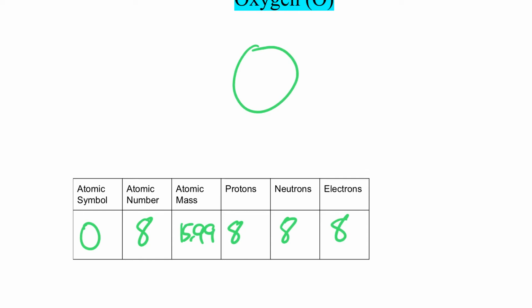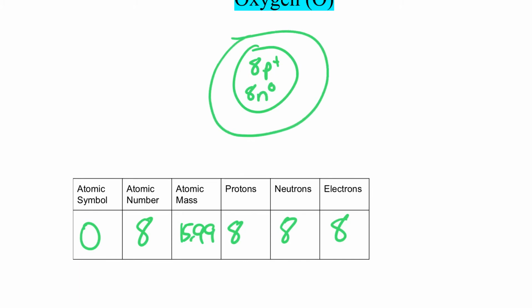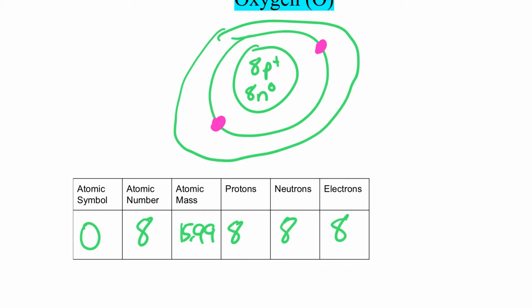So I'm going to start by drawing my nucleus. Then I'm going to write 8p plus, 8n naught. Then I'm going to draw my first energy level, and then I'm going to change the color. So then I put 2 electrons in my first energy level. Oxygen has 8 total electrons. We put 2 in that first energy level, so we have 6 electrons left. So now I have 1, 2, 3, 4, 5, 6. And there is a total of 8 because 6 plus 2 is 8. And that would be the Bohr model for oxygen.